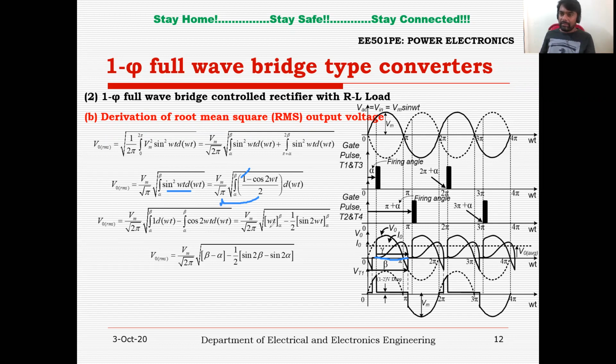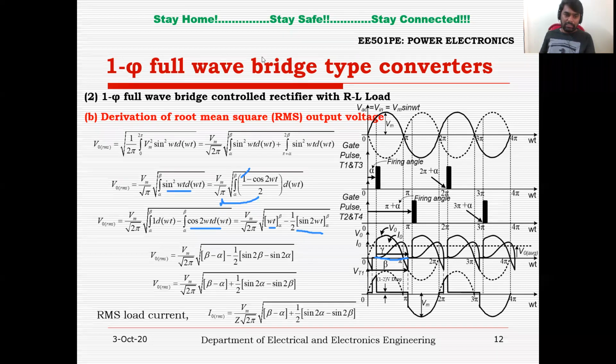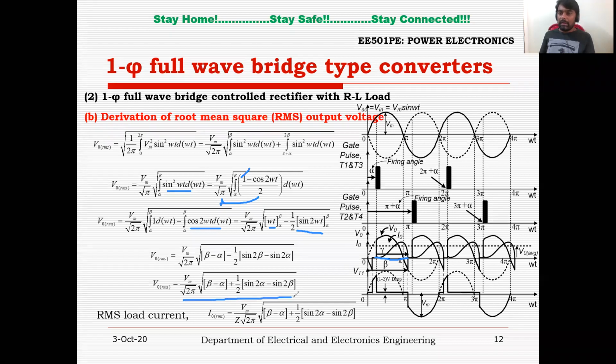So integration of 1 with respect to omega t will be omega t. The limits are like this. Integration of cos 2 omega t will be 1 by 2 sin 2 omega t, and you just substitute the upper limit and lower limit, and you will get this expression, which is Vm by under root pi, under root of beta minus alpha plus 1 by 2 sin 2 alpha minus sin 2 beta. This is the current expression, which we have achieved by dividing this RMS output voltage by Z. So this is about the RL load configuration in case of this type.